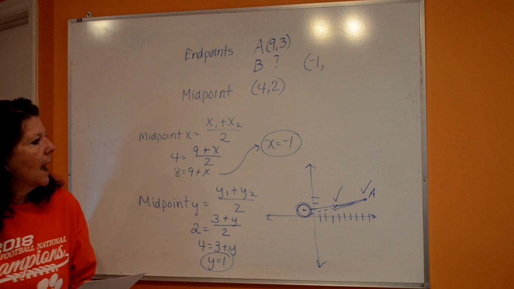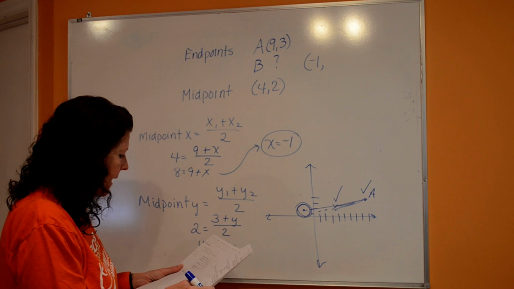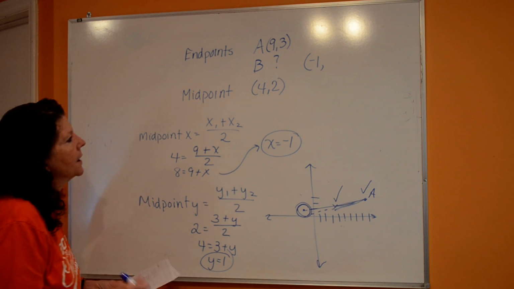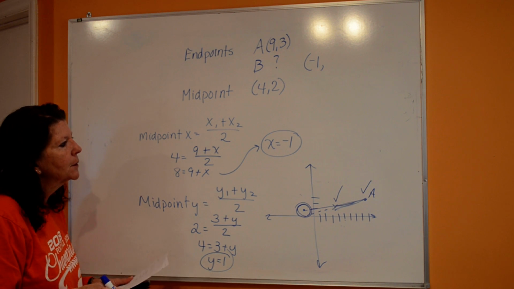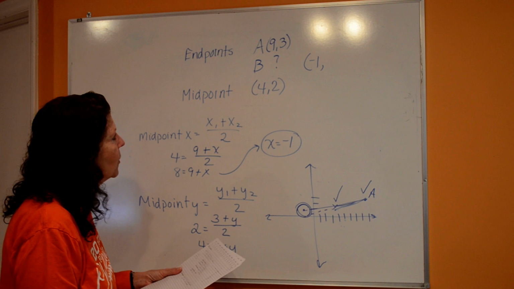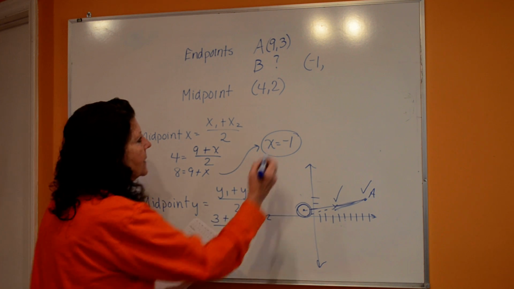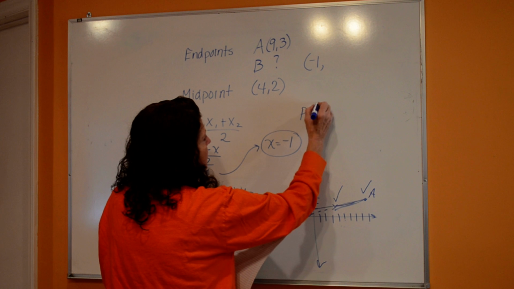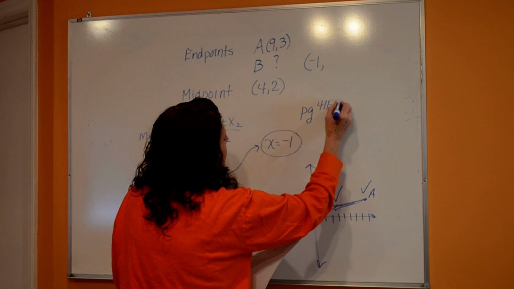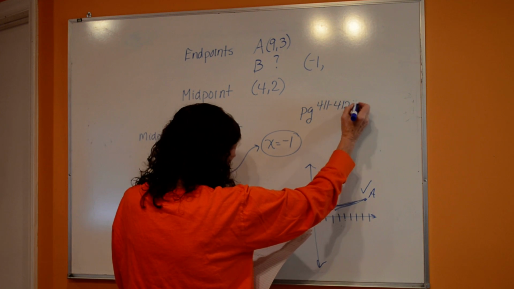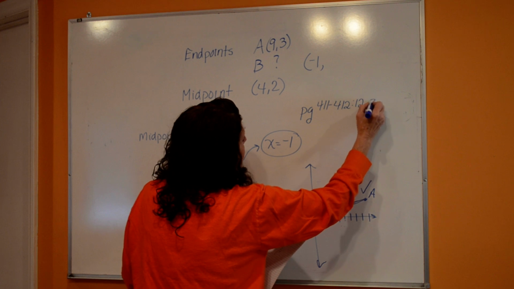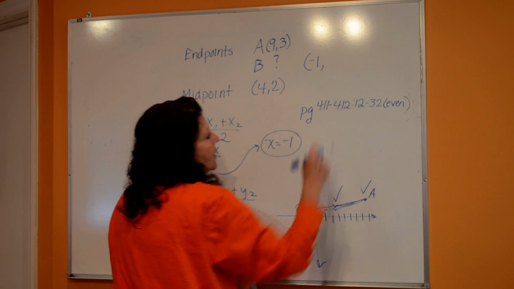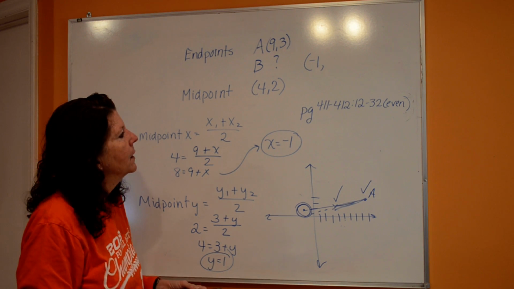I think that is where we're going to stop today, and I'm going to give you some work on that. The stuff for tomorrow is way harder, and so I would rather do that in person. So hopefully tomorrow we'll be back in class and we can do that in person. So tonight for homework, I want you to do page 411 through 412, 12 through 32 even. And this involves your distance formula and your midpoint formula.